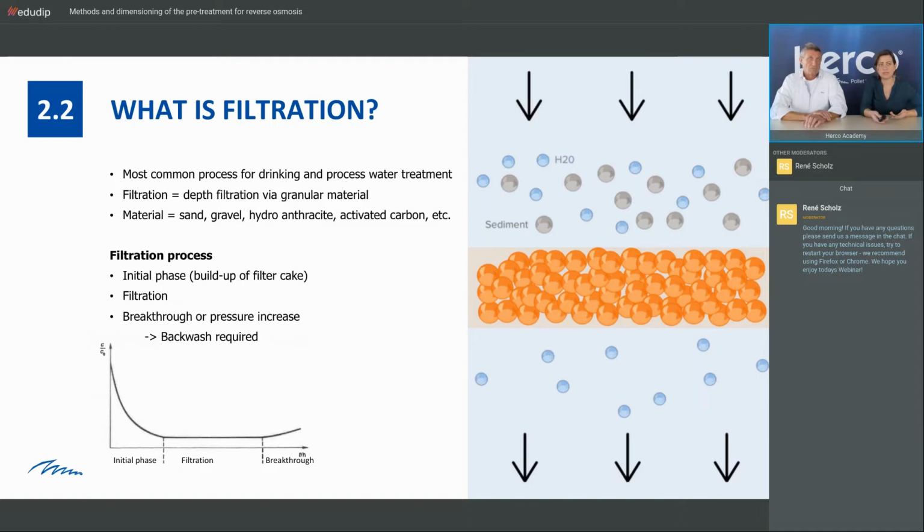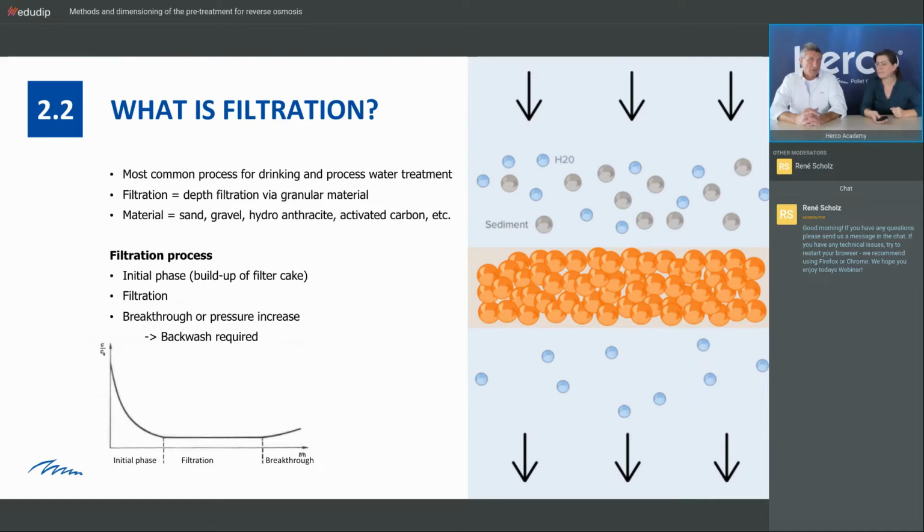The filtration process always has an initial phase. That's the buildup of the filter cake, because the filtration actually works better once you have a filter cake. So once you have accumulated a few solids there, then you have the actual filtration phase where the quality of your filtrate is very good. And then you have either breakthrough, so you would wash out solids again, or actually we want to stop before that point, obviously. So when we see a pressure increase because we have a lot of filter cake, then we say, okay, this is the end of the filtration phase and we need to do a backwash.